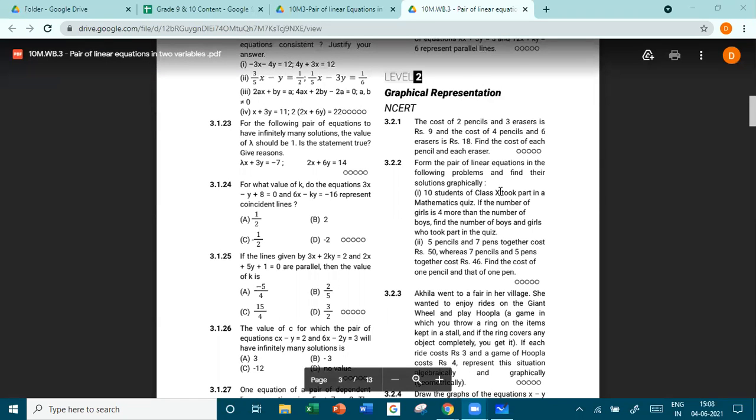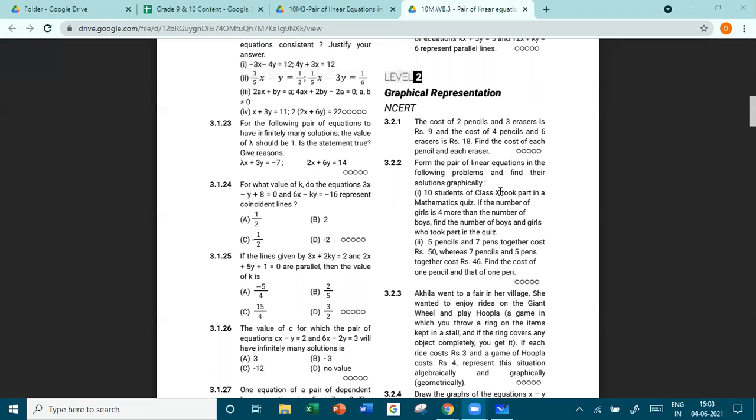So first question is the cost of 2 pencils and 3 erasers is 9. Okay, direct question. I think we'll skip that. Okay, we'll do the second part. So form pair of linear equations in the following problems and find the solutions graphically. Okay, so the first part is: 10 students of class 10 took part in a maths quiz. If the number of girls is 4 more than the number of boys, find the number of boys and girls who took part in the quiz.